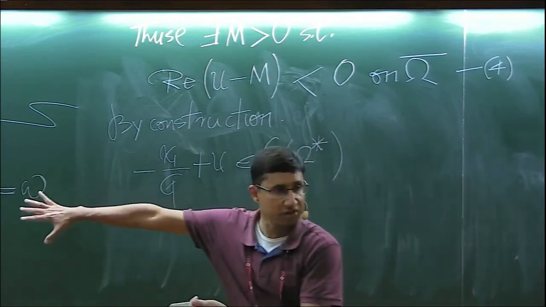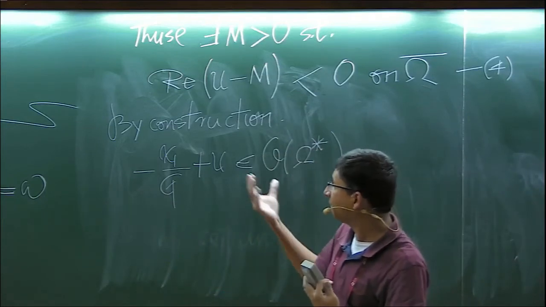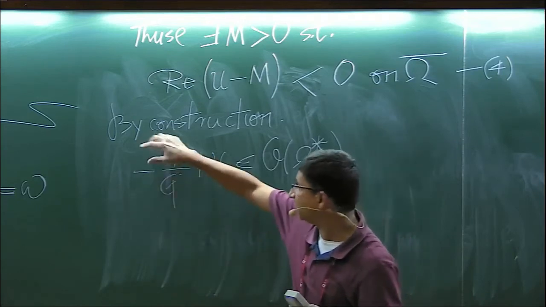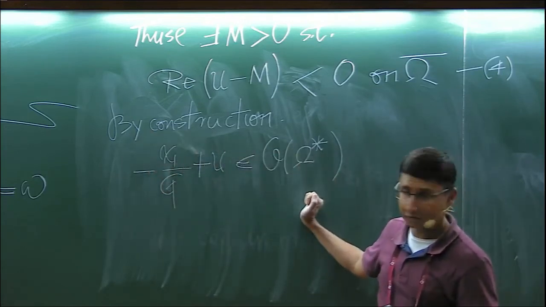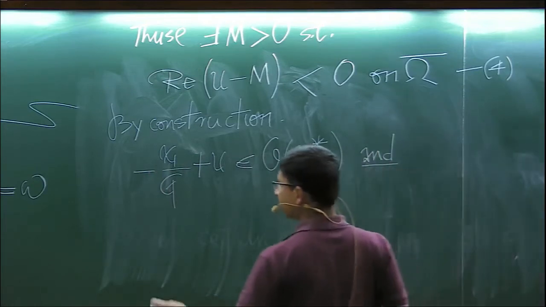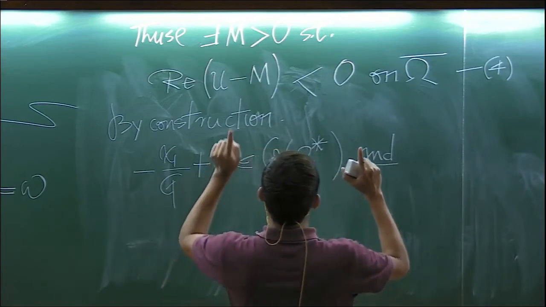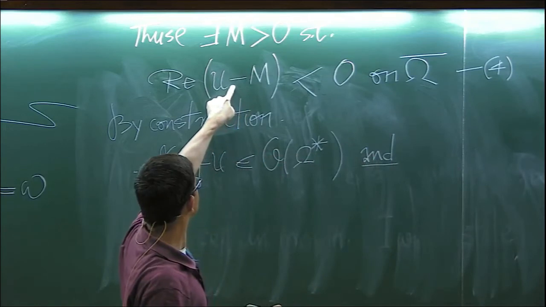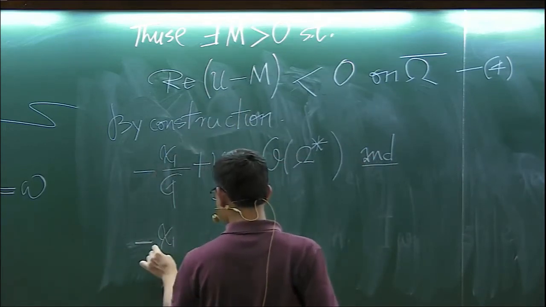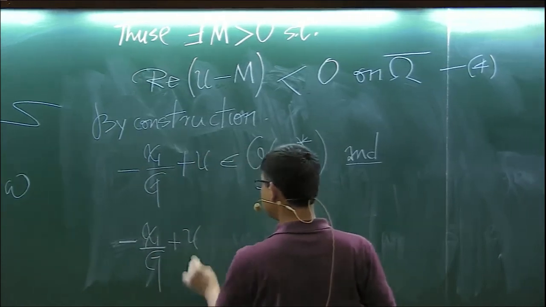Because what this picture tells you is that u is a correction to this, and the d-bar of this is 0. And this is actually the part that I need, because of this, chi1 over g plus u.